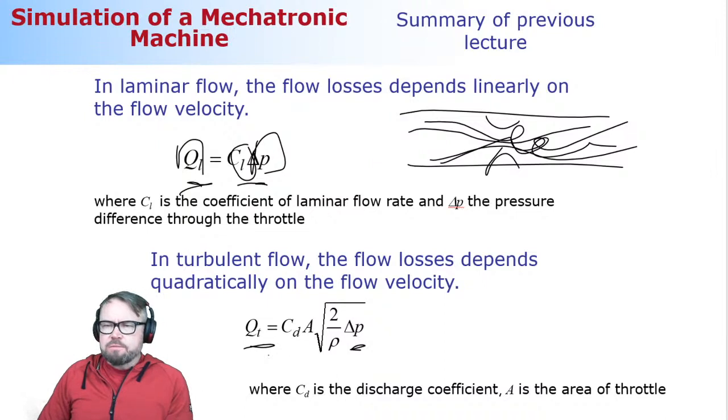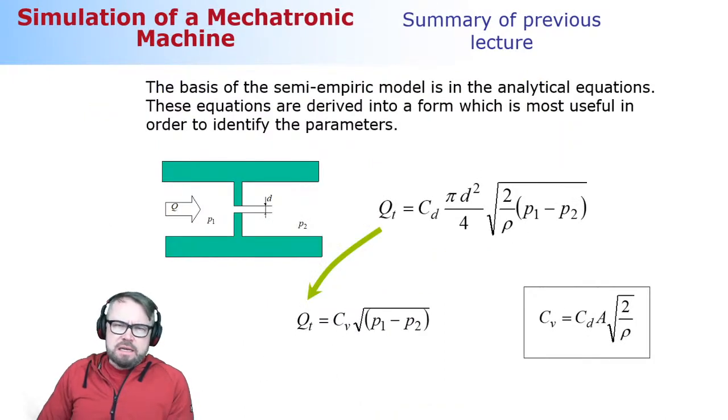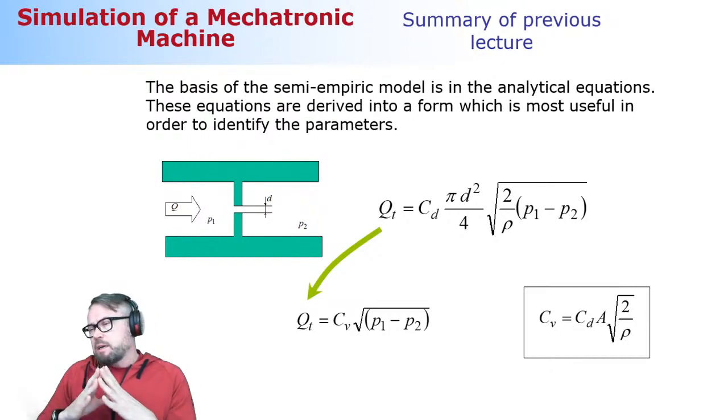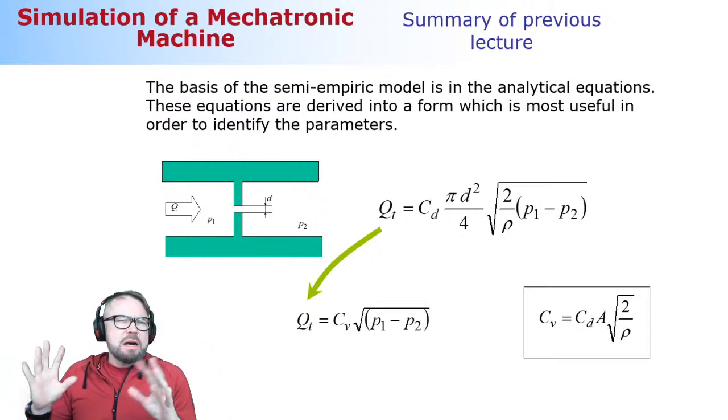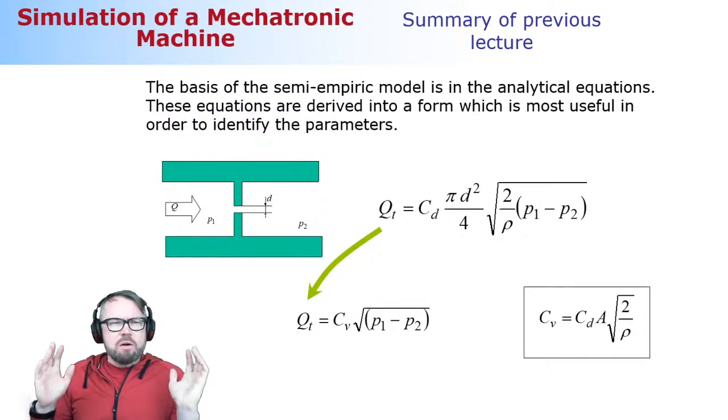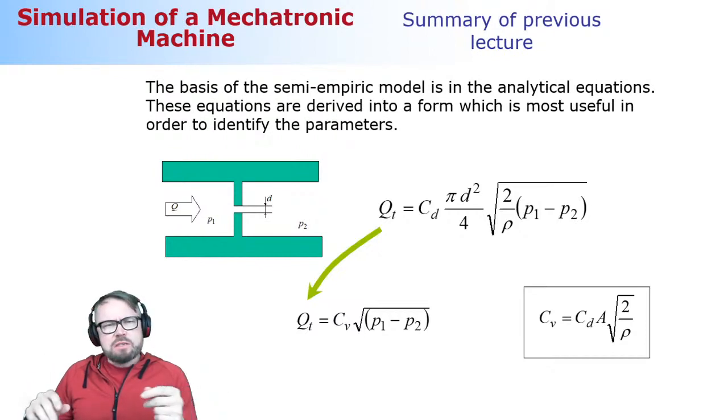So that's turbulent flow. Then we also apply this technique of modeling flows and pressure differences to different components. We applied it first to the throttle valve, and we learned a little bit about the semi-empirical modeling approach. And the semi-empirical modeling approach, by the way, is something that is very frequently asked in midterm exams. The idea is that you start from an analytical equation, and then you modify it such that all necessary parameters can be obtained from simple measurements. And the simple measurements are typically provided in the manufacturer's catalog.